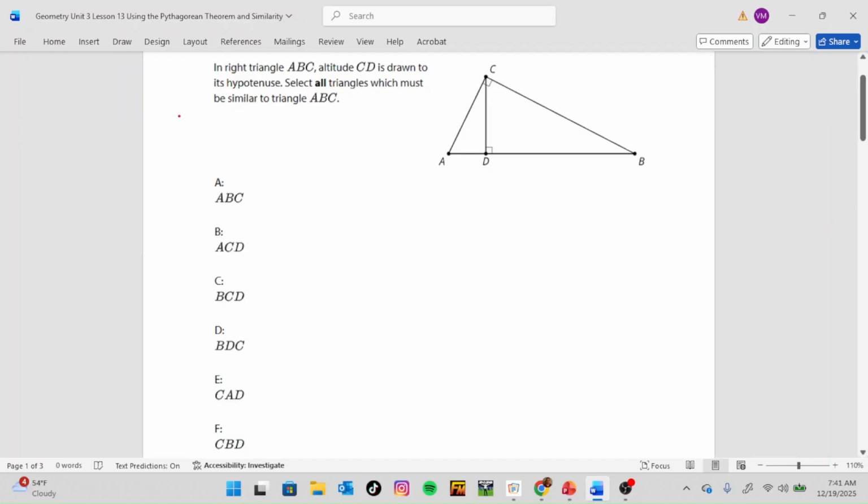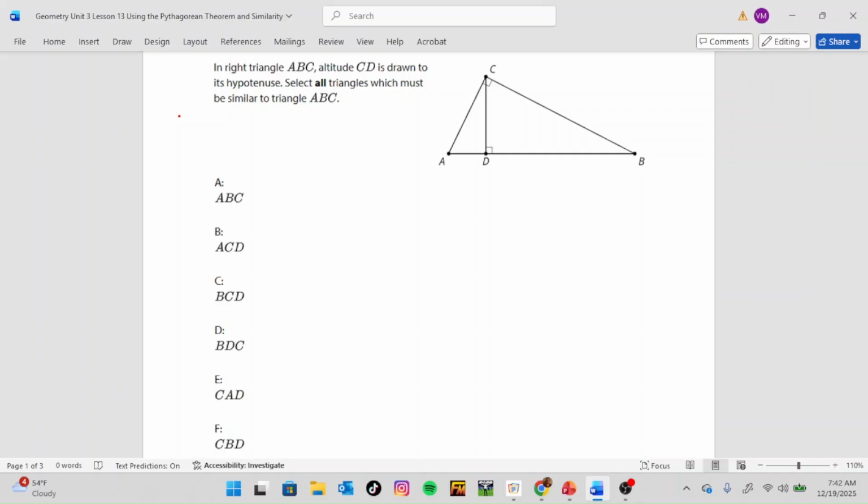Practice problem number 1. In right triangle ABC, altitude CD is drawn to its hypotenuse. Select all triangles which must be similar to triangle ABC. So I'm going to try and diagram this out as much as possible to help you understand what I'm doing here.